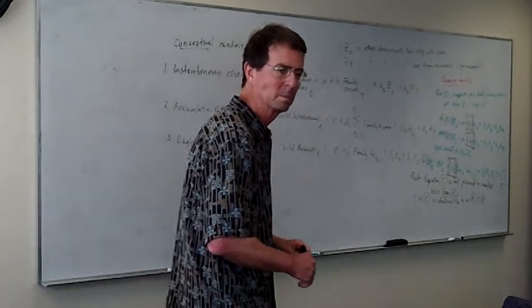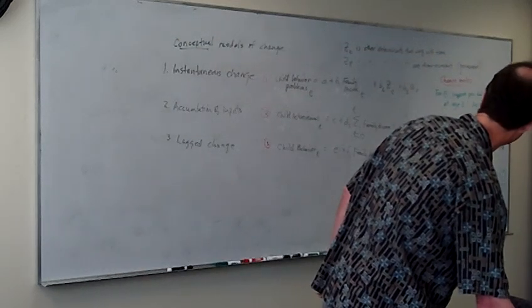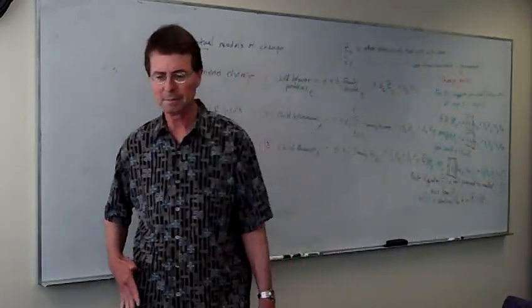So 1 and 2 are between subject models, and 3 is a within subject model. Pretty much, right, yes, right.